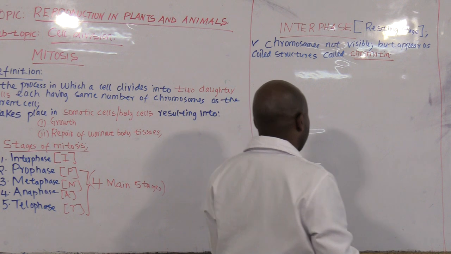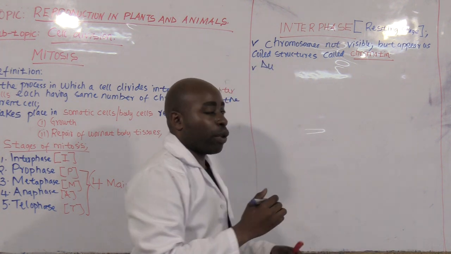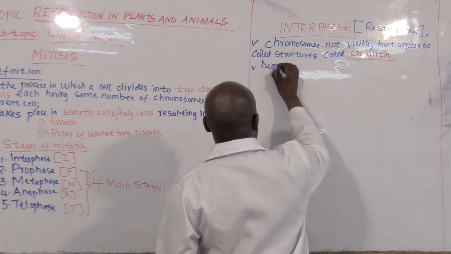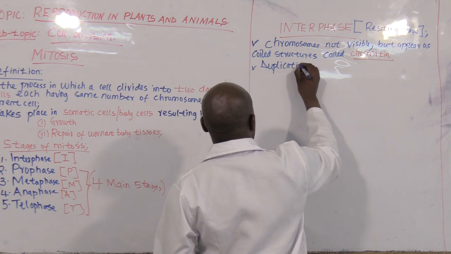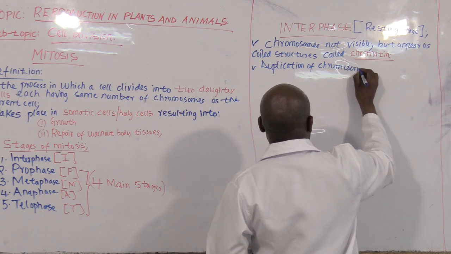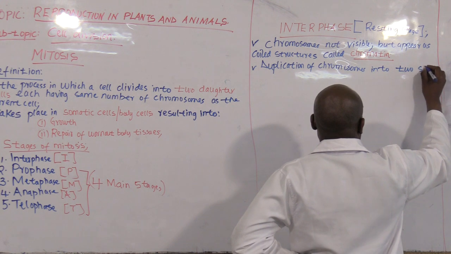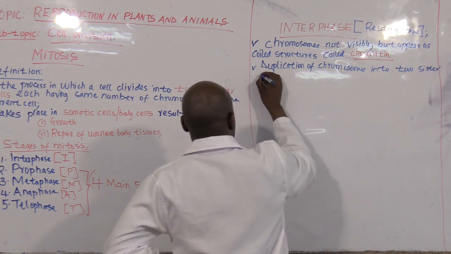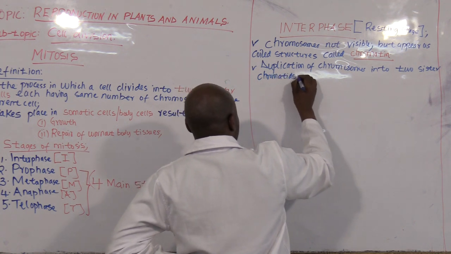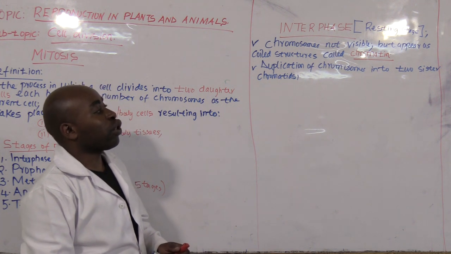It is at this stage where we have duplication of these chromosomes to form two sister chromatids. Number two, duplication. Remember, duplication is producing an exact copy of the same material. So here we have duplication of chromosomes into two sister chromatids.